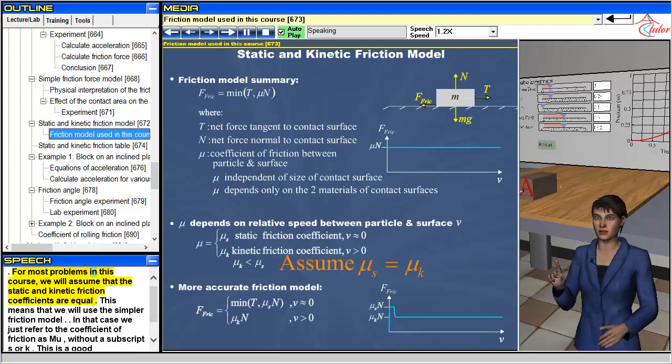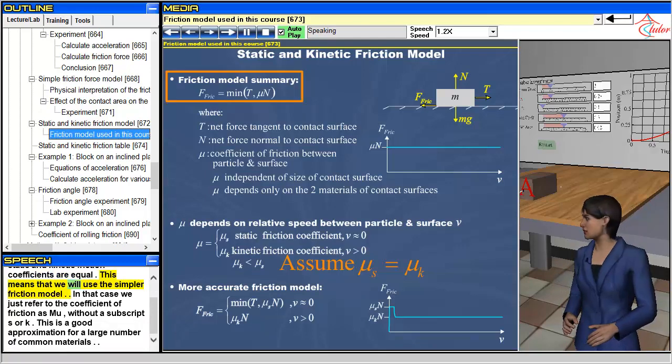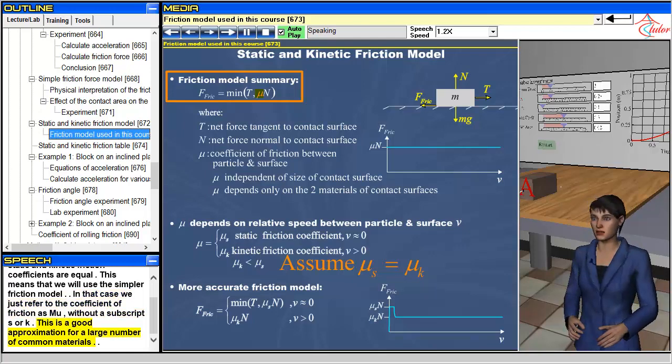For most problems in this course, we will assume that the static and kinetic friction coefficients are equal. This means that we will use the simpler friction model. In that case, we just refer to the coefficient of friction as mu, without a subscript s or k. This is a good approximation for a large number of common materials.